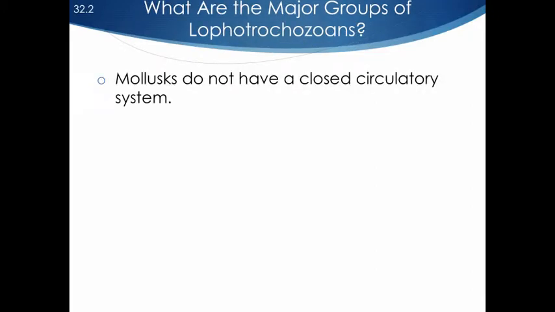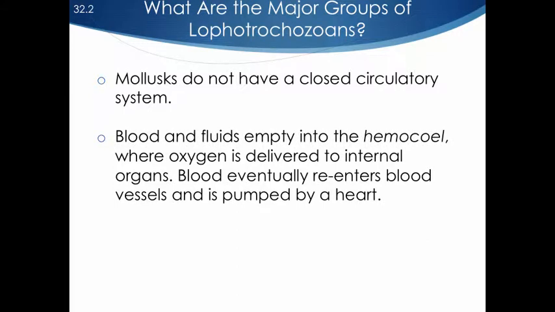Mollusks do not have a closed circulatory system though. Their blood and fluids empty into the hemocoel, where oxygen is delivered to the internal organs, and blood eventually re-enters the blood vessels and is pumped by the heart. So basically, as Ms. J said in class, it's like marinating your tissues. You just have the blood floating over it. There are no exact vessels, like an artery and everything like that. It all circles back to the heart, and the heart pumps it back out.